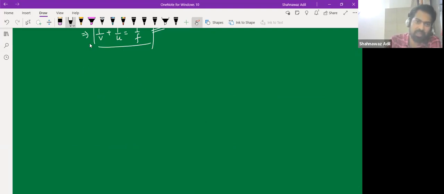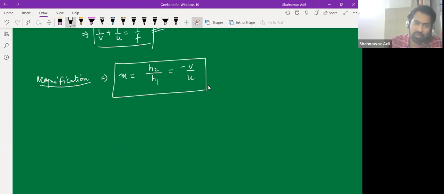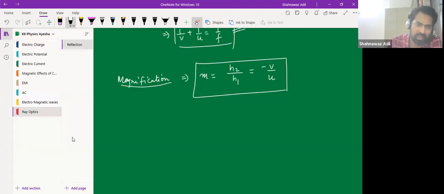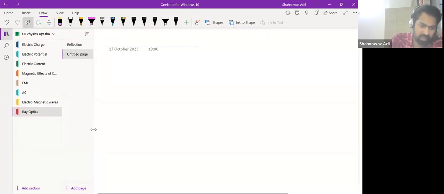Okay, then we will go to the refraction part. But before that, let me write what is magnification. Magnification is just defined as the height of the image divided by height of the object, and this is equal to minus v by u. We're not going into the detail, but we'll do some questions based on this in the next class at some point. But now let us understand about refraction.